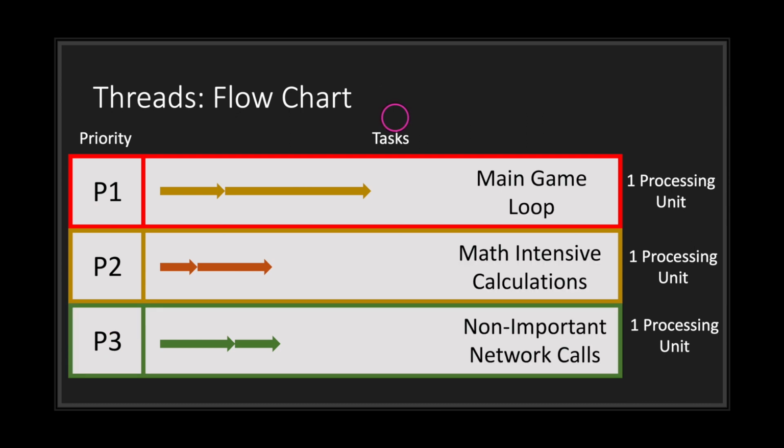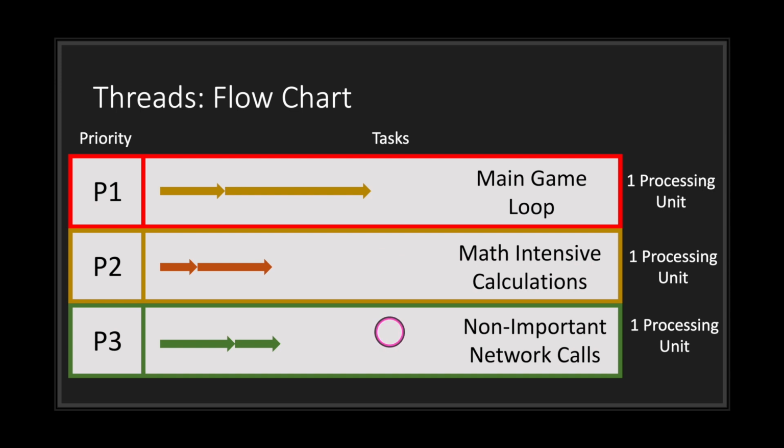In your game, your priorities may look like this. Obviously, your priority 1 would be your main game loop. You want to run this at all costs. This is the most important thread. Now, priority 2 could be something like math-intensive calculations. For example, you may need to calculate something in terms of distance or in terms of generating objects 100 meters away from your main character. Even though this is important, it's not a priority.